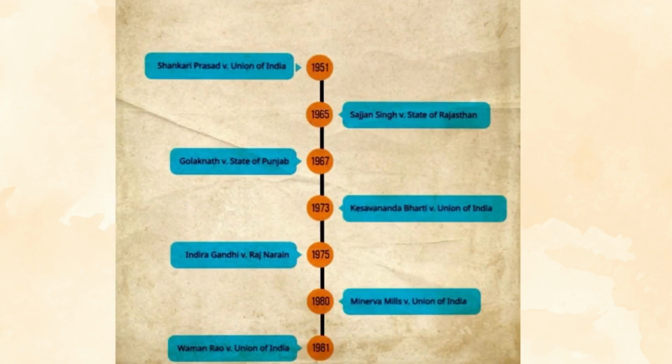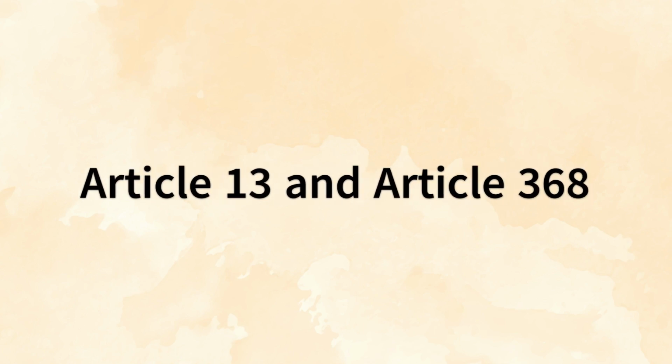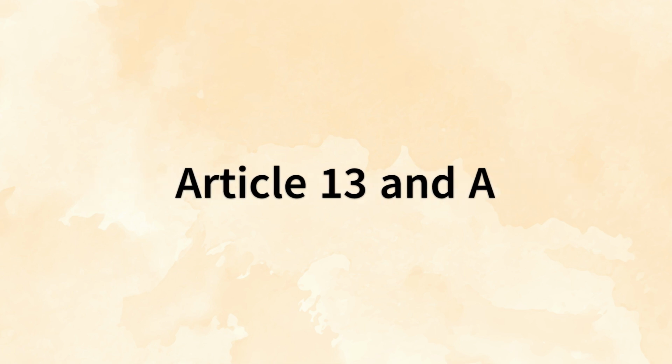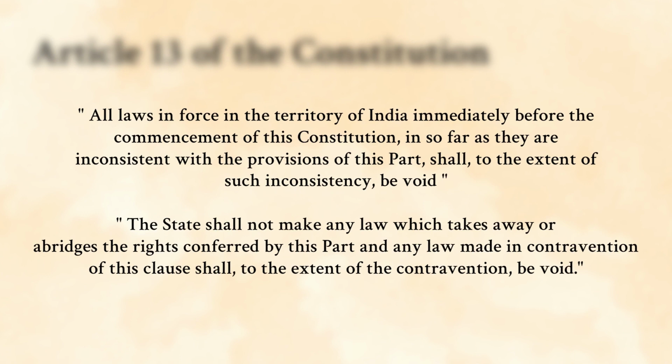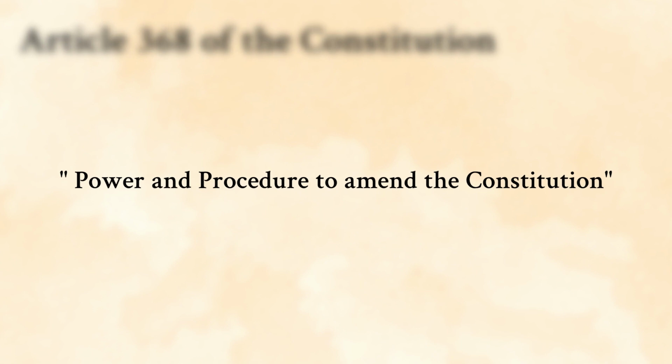In this video, we'll explore the key milestones in the evolution of the doctrine of basic structure and its timeline. But before going into that, it is important to know the following two articles of the Constitution: Article 13 and Article 368. Article 13 says that any law which violates the fundamental rights is void, whereas Article 368 gives the power and procedure to amend the Constitution.